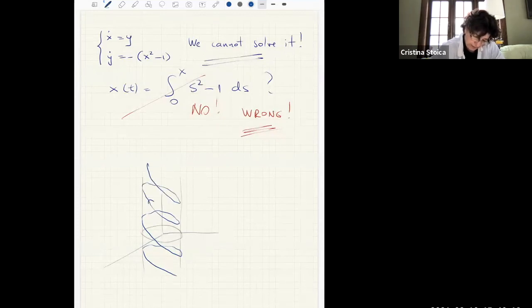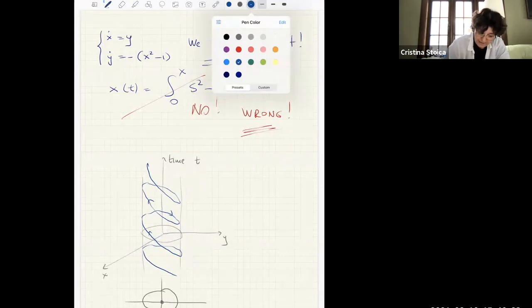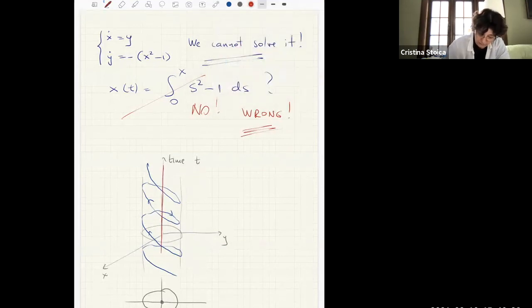Okay, something like that, right? So this is time, and this is x and y. And down here, what we see are just these circles, and in the middle is the equilibrium. That kind of equilibrium will be called the center.